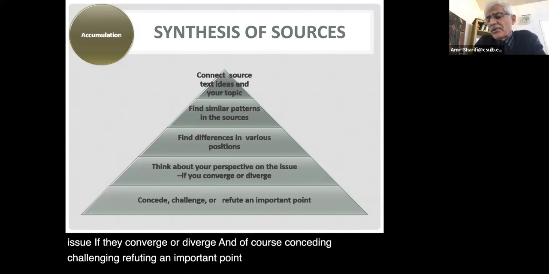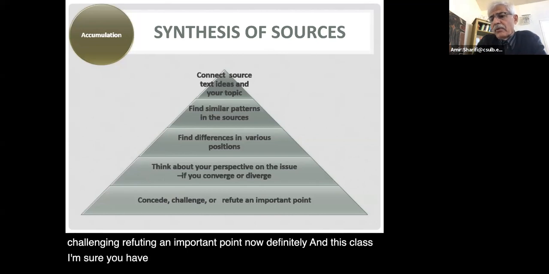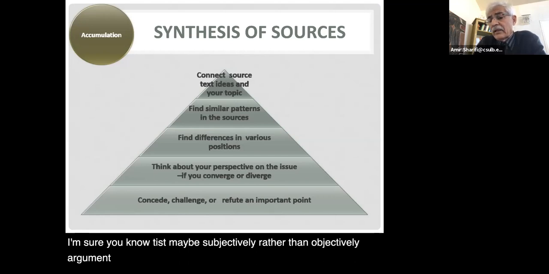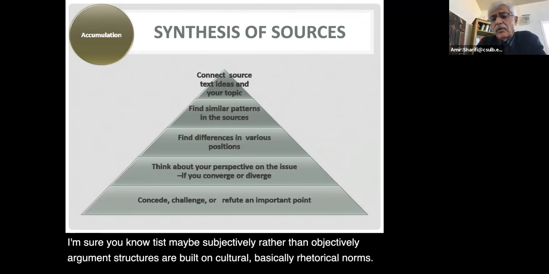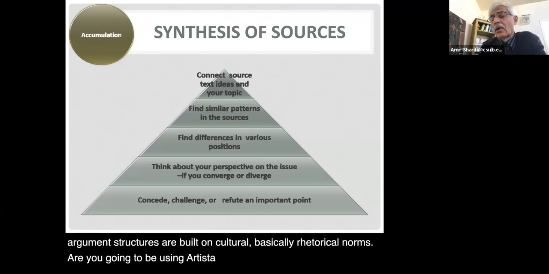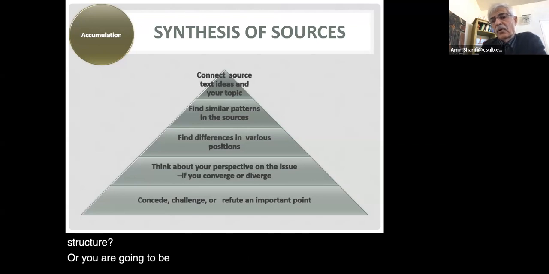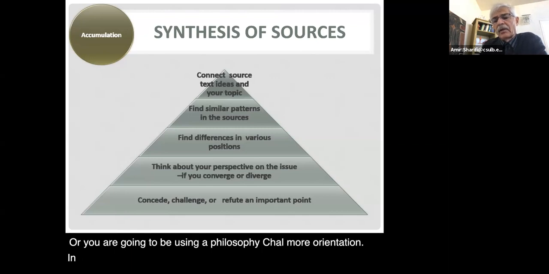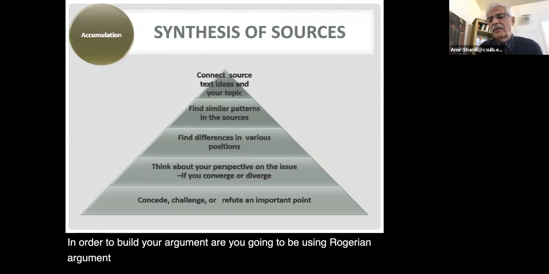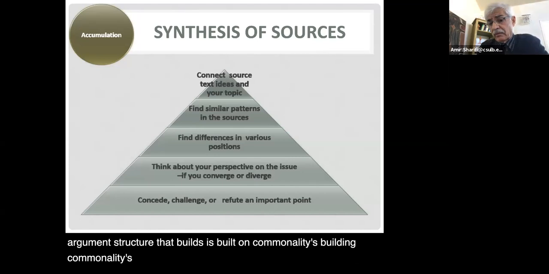Now, definitely in this class, I'm sure you have noticed, maybe subjectively rather than objectively, argument structures are built on cultural, rhetorical norms. Are you going to be using Aristotelian or classical argument structure? Or are you going to be using a more philosophical orientation in order to build your argument? Are you going to be using Rogerian argument structure that is built on commonalities, or a rhetorical situation for that purpose?